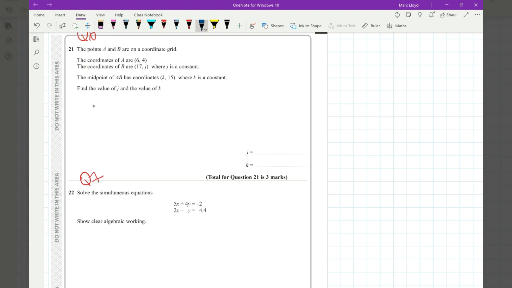So 6 plus 17 divided by 2 equals K. So for these midpoints, we add them together. 6 plus 17 divided by 2 gives me 11.5. So K is 11.5. With J, not quite as simple as that. So 4 plus J divided by 2 will equal 15. So we work this out by multiplying by 2, and then we're going to take the 4 away. J is 26. Okay, we're going to stop it there. Part 1's done. I'll see you at part 2.